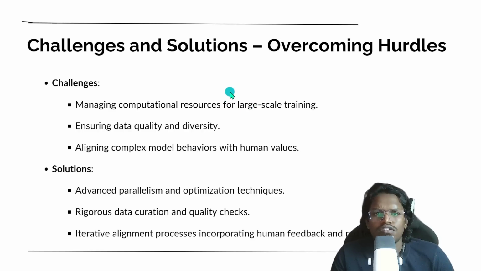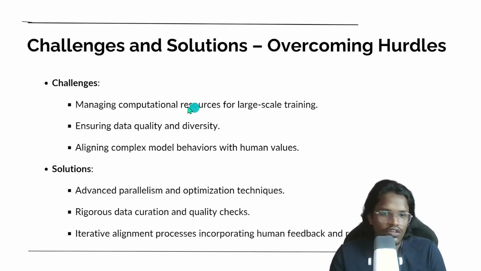Finally, the challenges and solutions. Some of the challenges, like I said, are managing computational resources, ensuring data quality, and complex behavior. For that, your model should be aligned. So for these, what can we do? First, for the computation issues, like I said, you need to parallelize your training at data level, at model level, at tensor level and all. And then optimization needs to be done in the architecture.